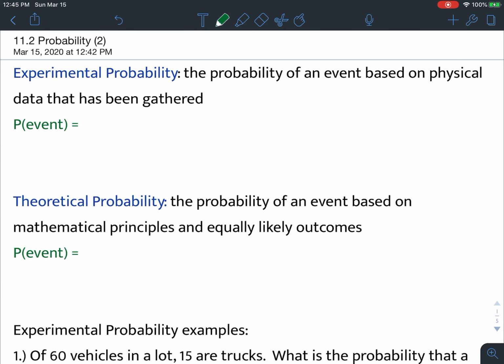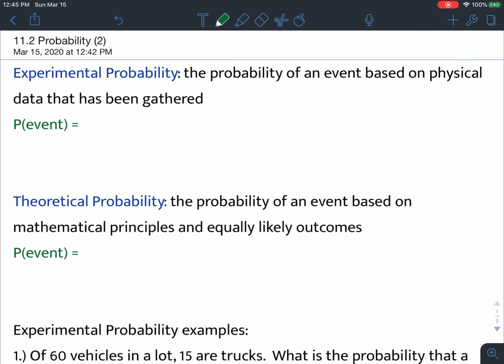Today you're going to learn Section 2 of Chapter 11, Probability. There are two types of probability, experimental probability and theoretical probability. Experimental probability is the probability of an event based on physical data that has been gathered, like a survey. Theoretical probability is based on mathematical principles and the idea of equally likely outcomes.